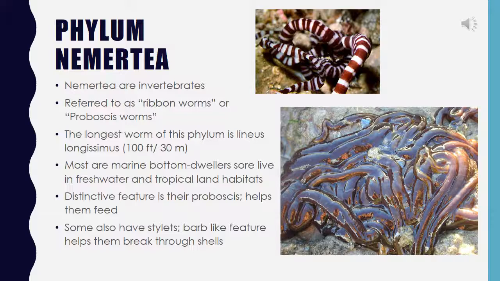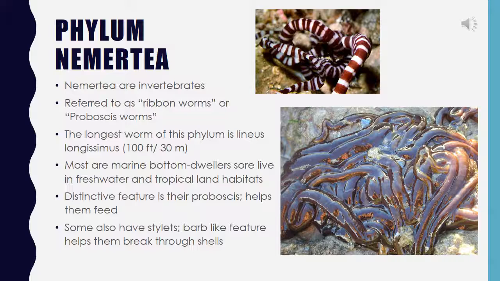Nemertea are a group of invertebrates sometimes referred to as ribbon worms or proboscis worms. They receive the strange name ribbon worm because of the great lengths of some of the animals in this phylum, and proboscis worm because they have proboscises, a key feature that sets them apart from other phyla, like Nematoda. The longest worm of this phylum is Lineus longissimus, a worm that can grow up to 100 feet long, which is roughly 30 meters. Though most of the animals in this phylum are marine bottom dwellers, some live in freshwater and even tropical land habitats.